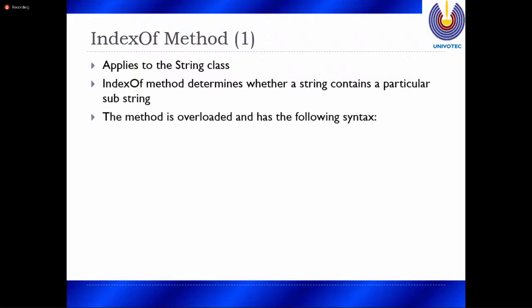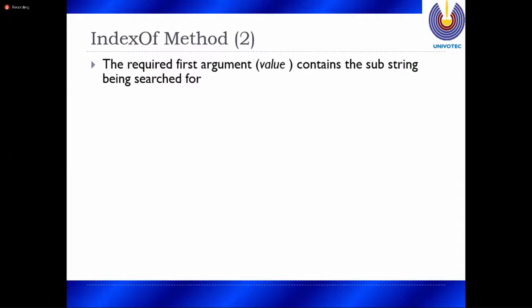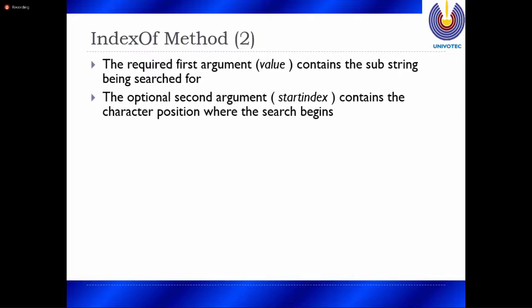Now the method is overloaded and has the following syntax. You can see the overload: public function indexOf. Then you can use the indexOf method. The first argument value contains the substring being searched for, the character inside the string. Then the optional second argument, the start index, contains the character position where the search begins. This is where the searching starts.